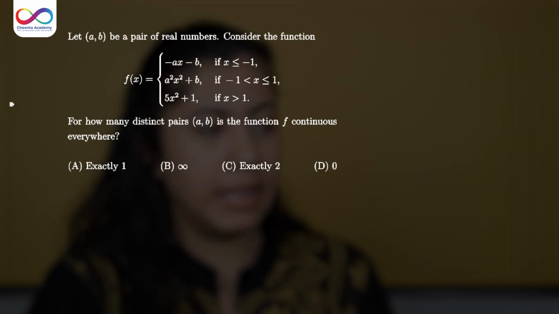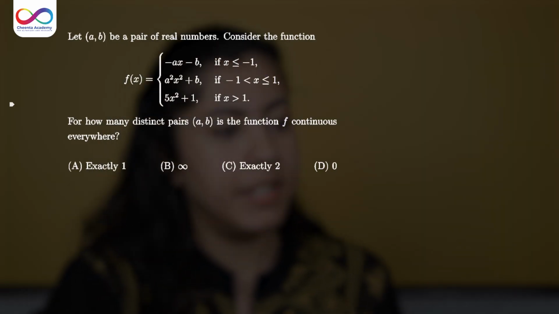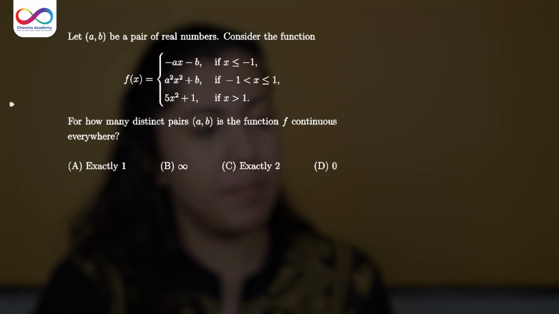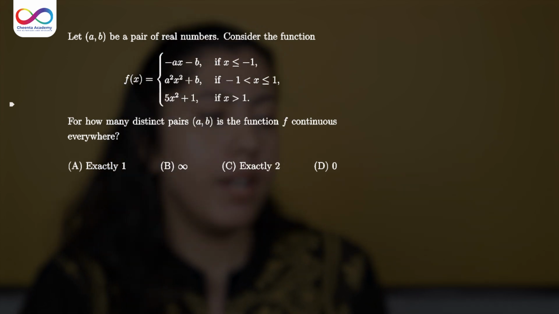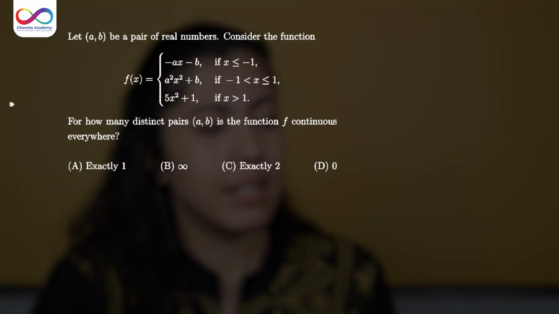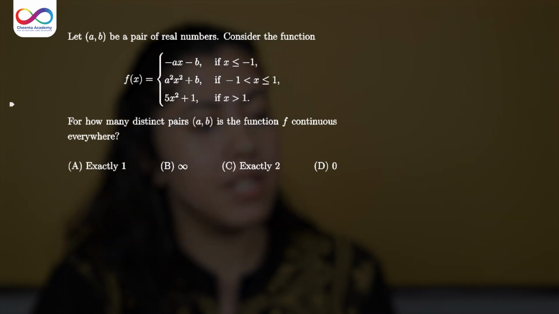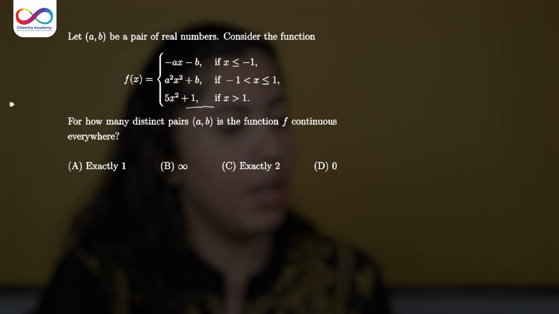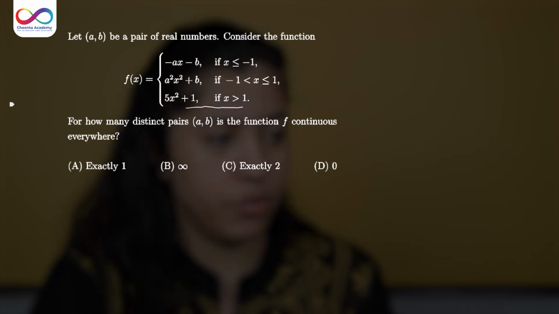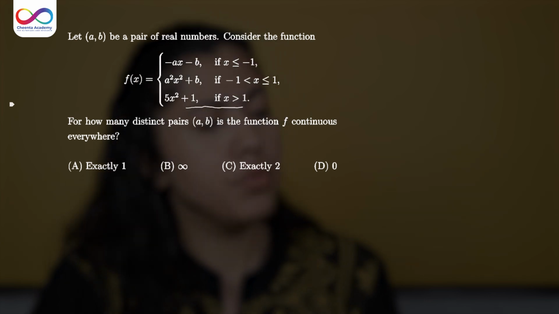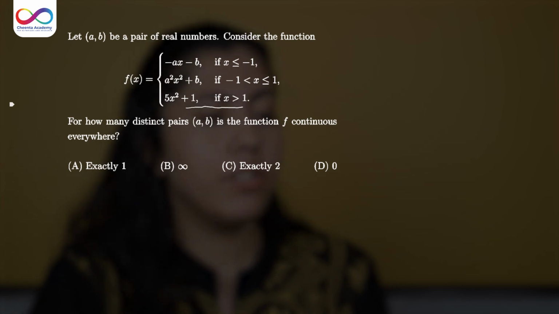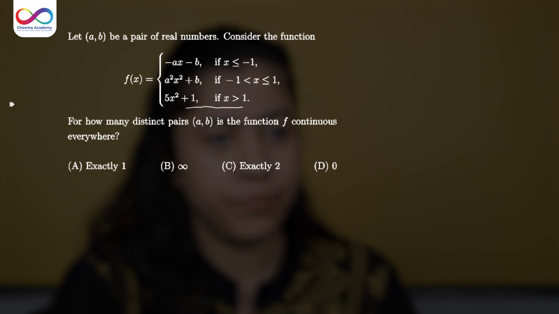Let's get started. In this question, we are given that a function is defined as minus ax minus b if x is less than minus 1, a square x square plus b if x lies between minus 1 and 1, and 5x square plus 1 if x is greater than 1. This is a piecewise function. And we have to find how many distinct pairs (a, b) exist such that the function is continuous everywhere.